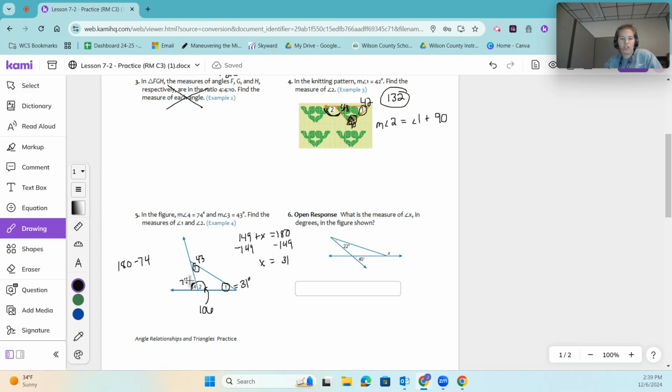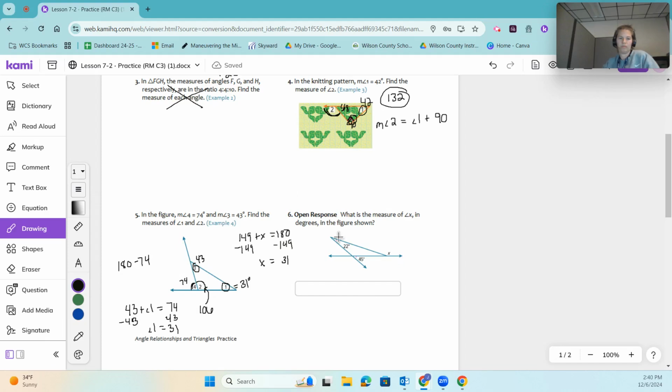We could also see that 43 plus that measure of angle 1 will equal 74, because we know those two opposite interior angles are going to equal this angle. We subtract 43 from both sides, and you would get that same measure of angle 1 is equal to 31 degrees, no matter which way you decide to solve that.